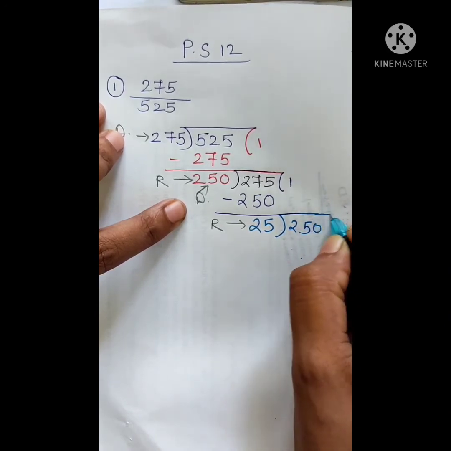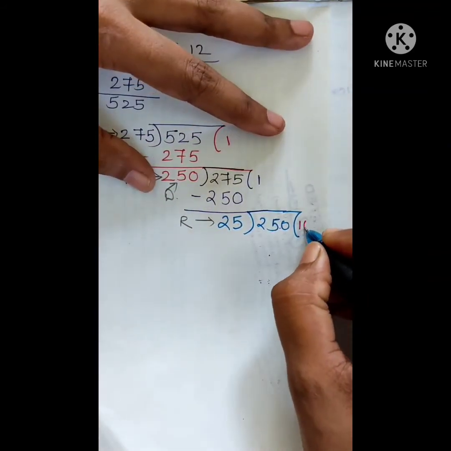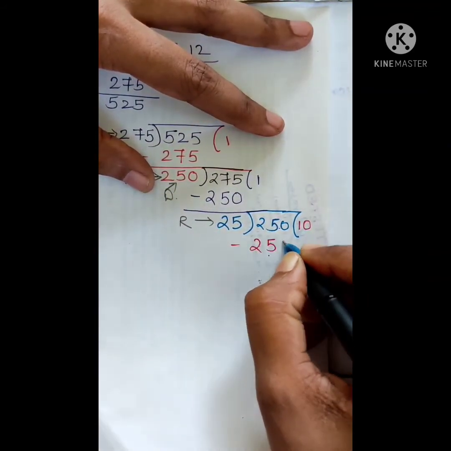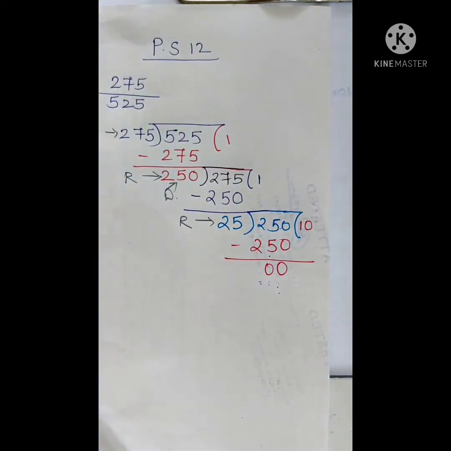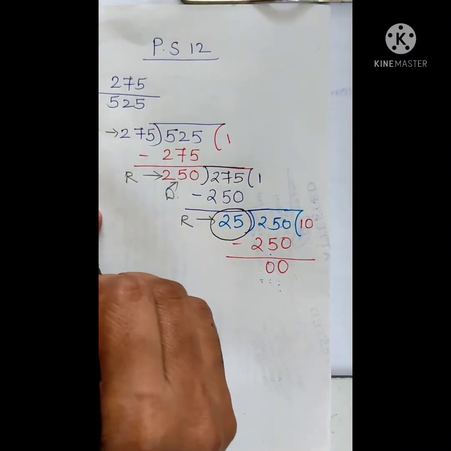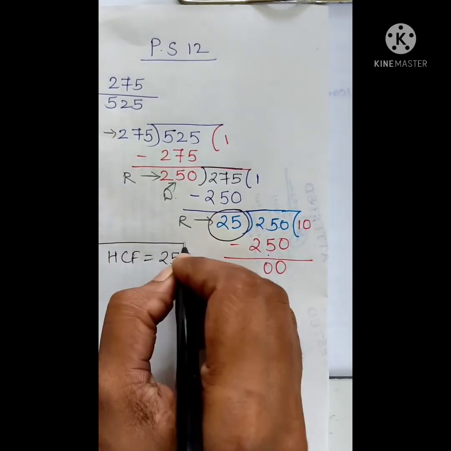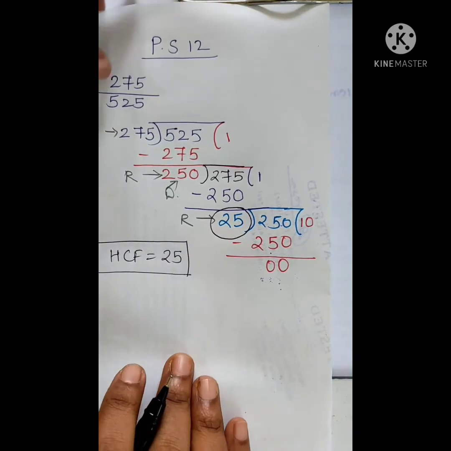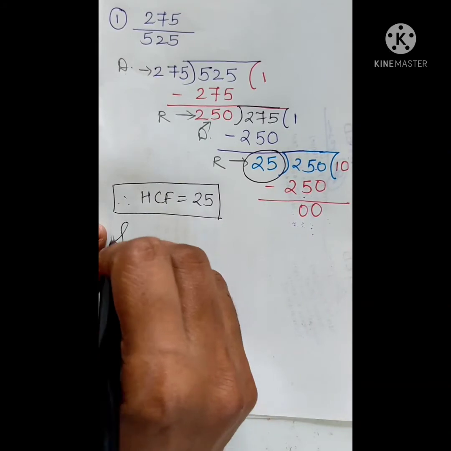So you will get 250. Now 25 tens are 250. So you get the remainder as 0. So now we know what is the HCF. The division step where you get the answer as 0, that divisor is your HCF. So your HCF is, therefore, 25.